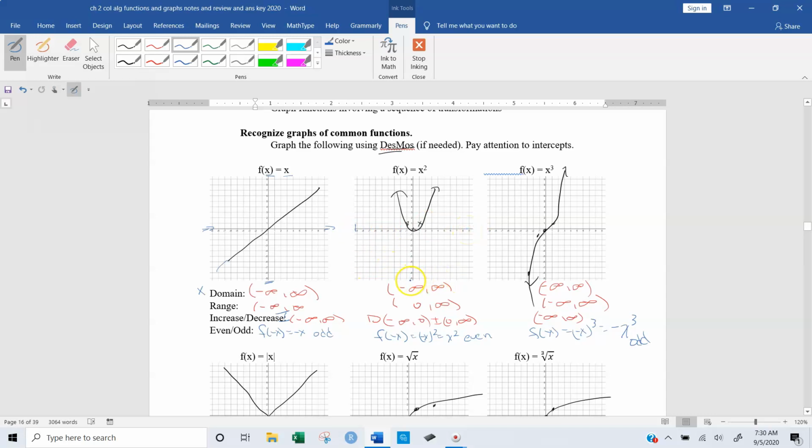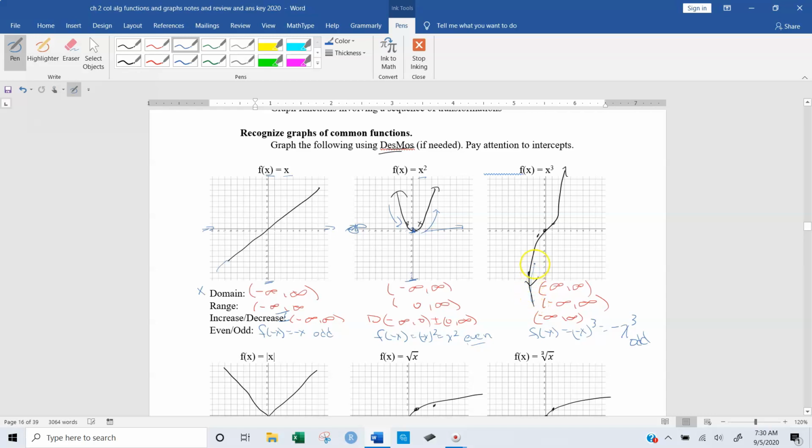And when you look at the range, though, if you look at the y, there are no values where it's negative. So this range starts here at the turning point or the vertex. So it goes from 0 to infinity. On this half of the graph, reading from left to right now, from negative infinity to 0, this graph is decreasing. And from 0 to positive infinity, this graph is increasing. Even or odd, we plug in our negative x. Well, negative x squared is x squared, so it's identical to our original, which means it is even.